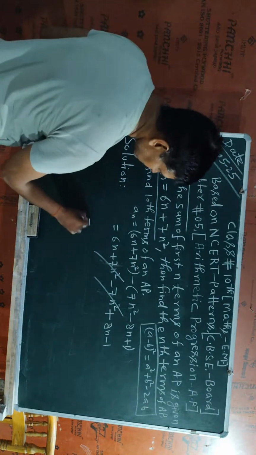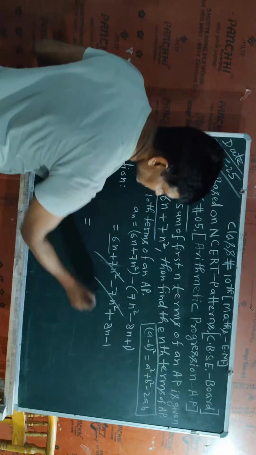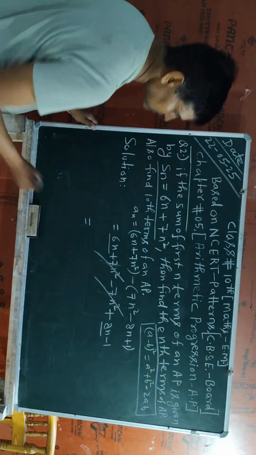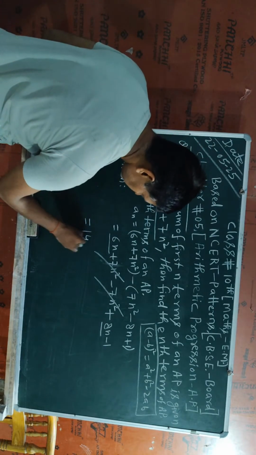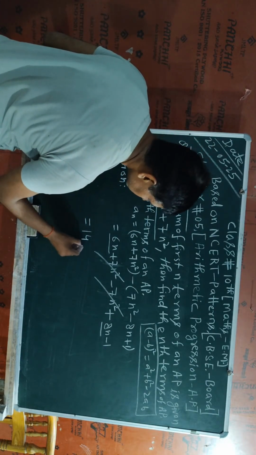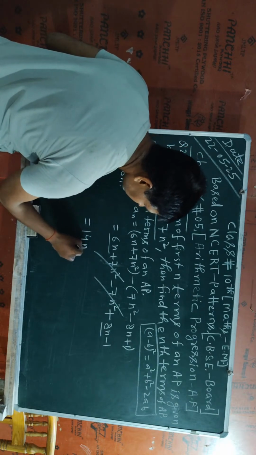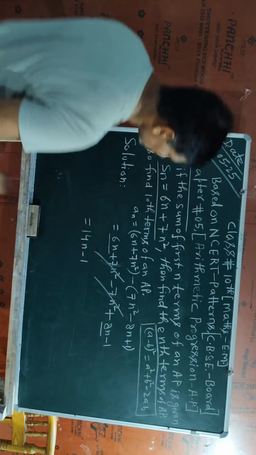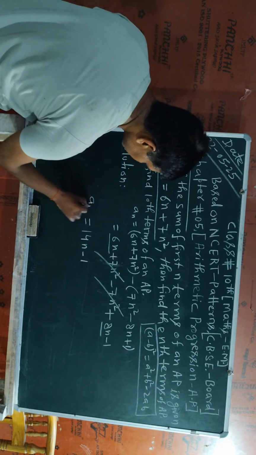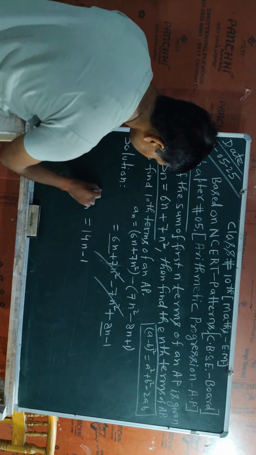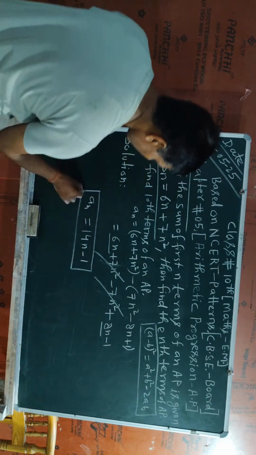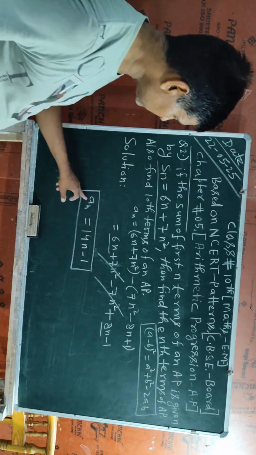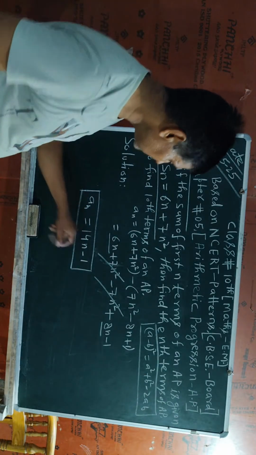So here I will say 6n plus 8n, that will be 14n, and here is minus 1, so I will put here minus 1. So the unit term I have got here. The unit term of that arithmetic progression I have got: an is equal to 14n minus 1.